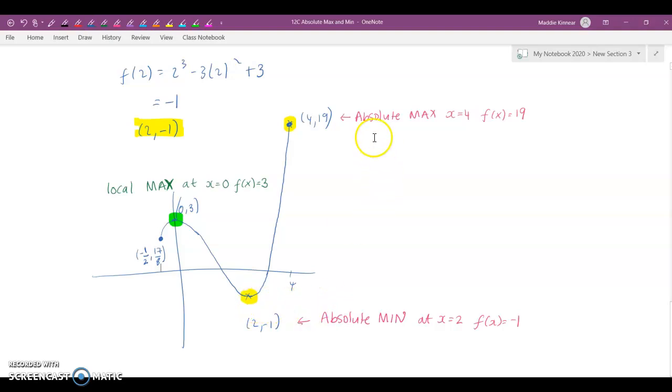Looking at the diagram, we can see we have an absolute maximum at an endpoint, which is absolutely fine, and that is at 4, 19. We have a local max at 0, 3 and an absolute minimum at 2, negative 1. Remember that the other endpoint though, because it isn't an absolute, we leave it off. It has no maximum or minimum associated to it.